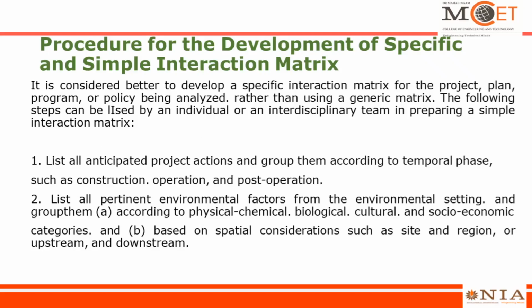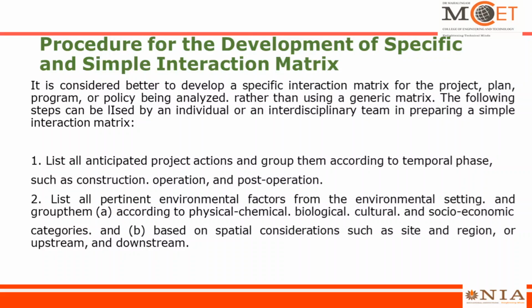So, the procedure for development of a specific and simple interaction matrix, right? So what is the procedure? List all the anticipated project actions and group them together according to the temporal phase, such as construction, operation, post operation. That is what we have seen in the last slide. They have listed all the different phases of a particular project activity. List all the pertinent environmental factors from the environmental setting and group them according to physical, chemical, biological, cultural, socioeconomic, and based on spatial considerations such as site, region, upstream, downstream, all those things. That is also provided in the last slide.